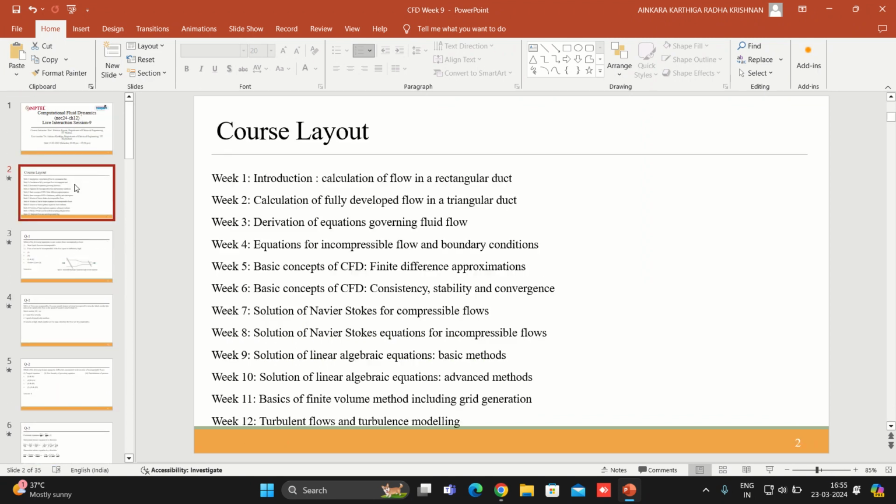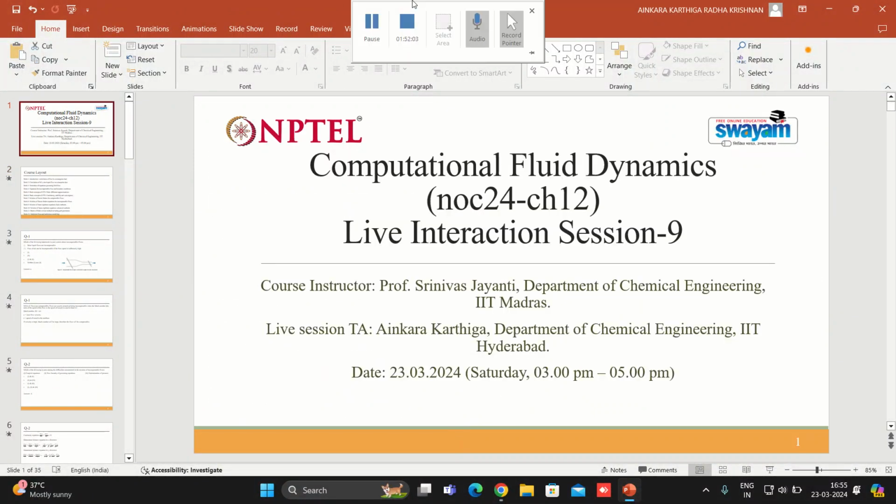Today we have seen the solution of the Navier-Stokes equation for incompressible fluid flow problem, and solution of linear algebraic equations. Basic methods we have seen, like number of equations, number of variables, all those things. I hope with the practice problem solution you will be able to solve the assignment for week 9, and we can again meet next week at the same time.